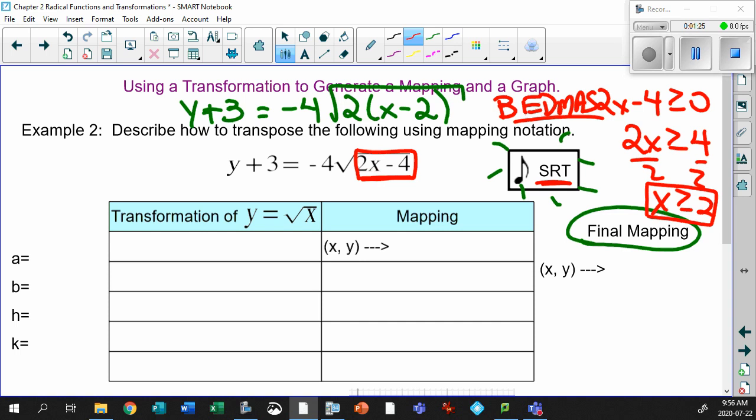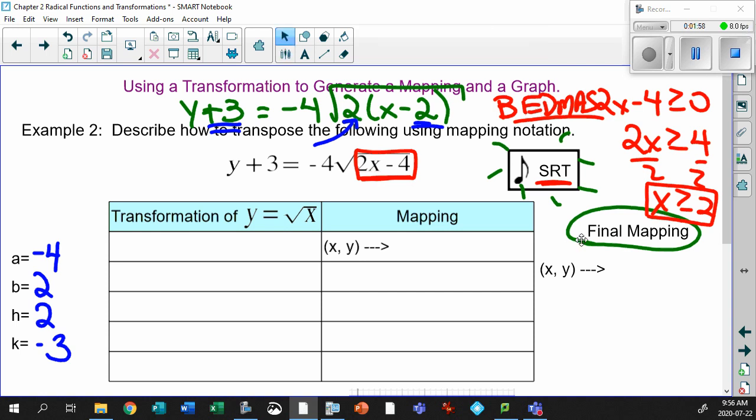Okay, let's go step by step. What's the first thing that happens? Well, let's identify our A, B, H, and K. And then we can start working from there. Our A, of course, is negative 4. Our B, we figured out here, is 2. So that's actually going to be a half, right? Our H is going to be moving 2 to the right. So it's plus 2. And our K, of course, bring that over to the other side if you want to. Or if you're smart, you realize that that's a negative 3. We're going down 3.